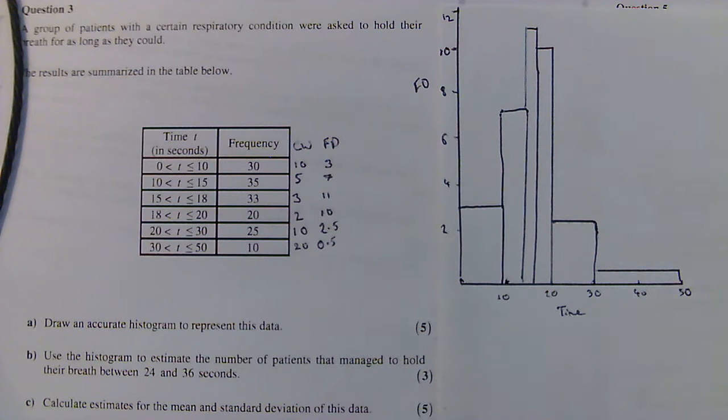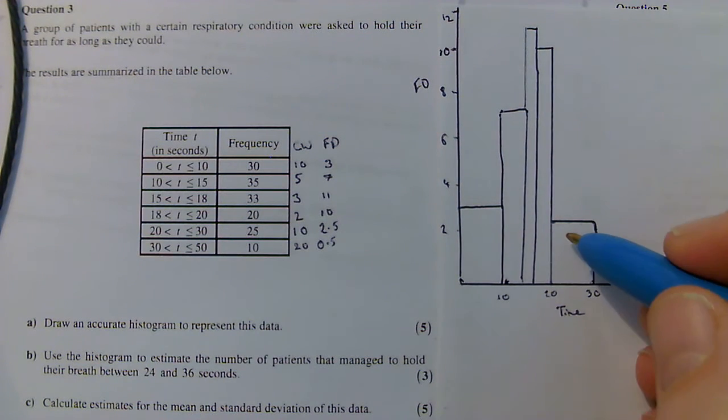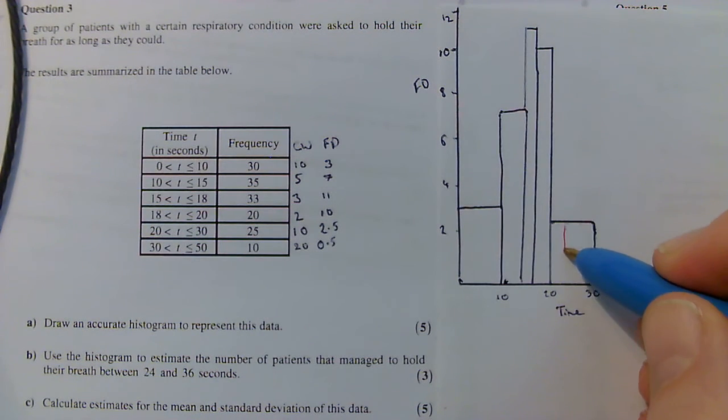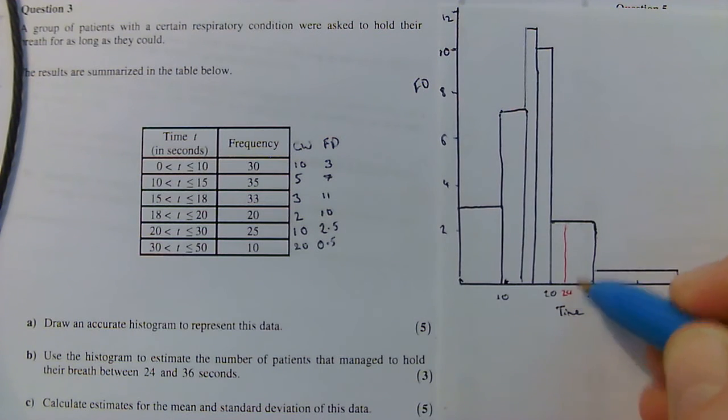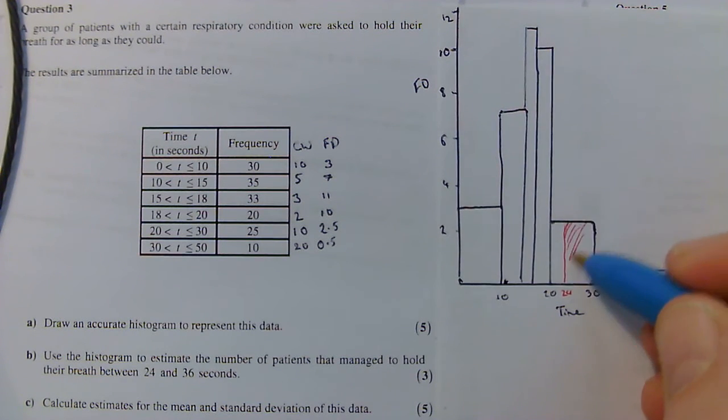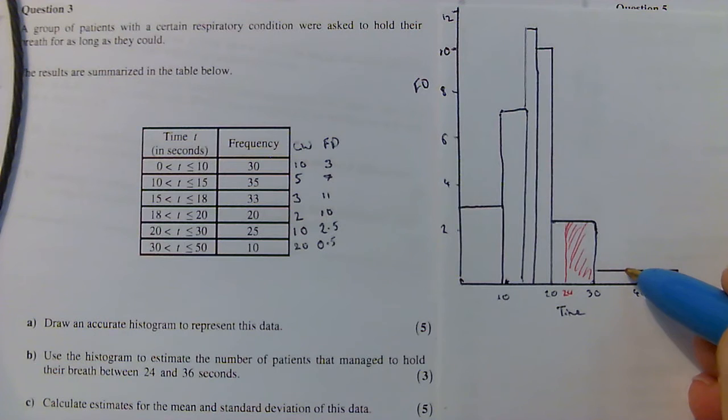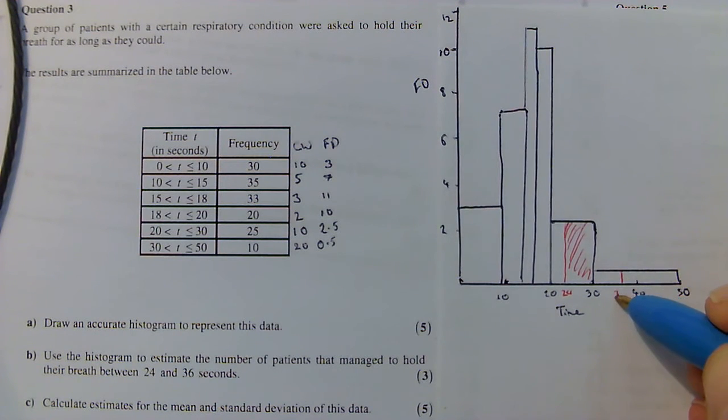Okay, so we're now being asked to estimate the number of patients that manage to hold their breath between 24 and 36 seconds. So we're going to need to use two bars here. So here I'm using this area from 24 to 30 and from 30 up to 36.